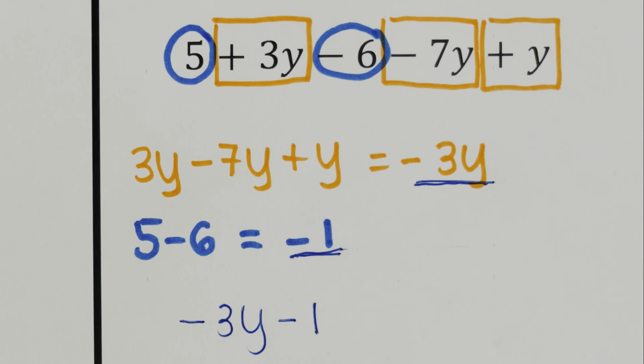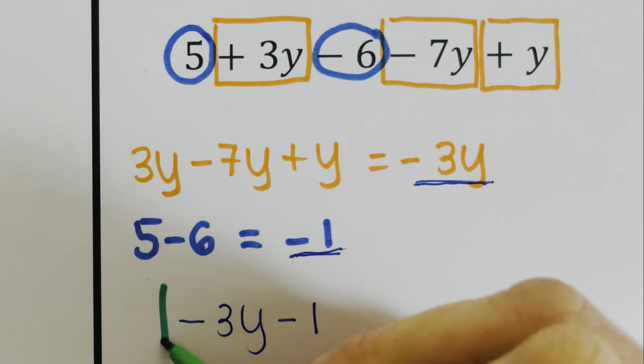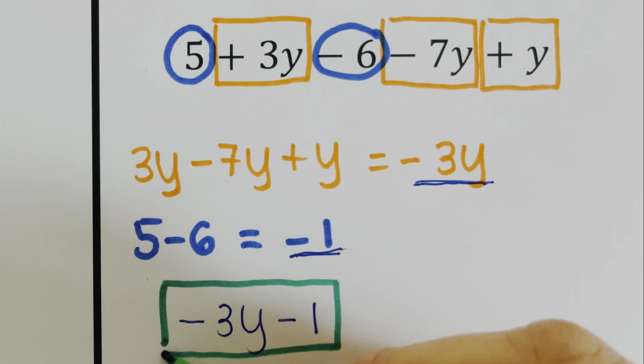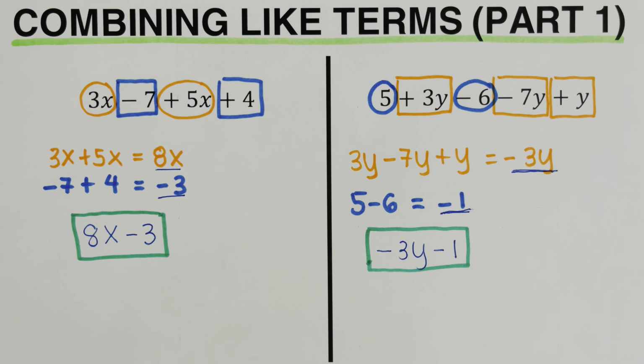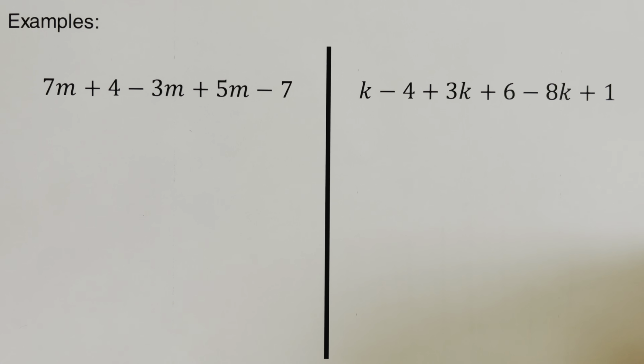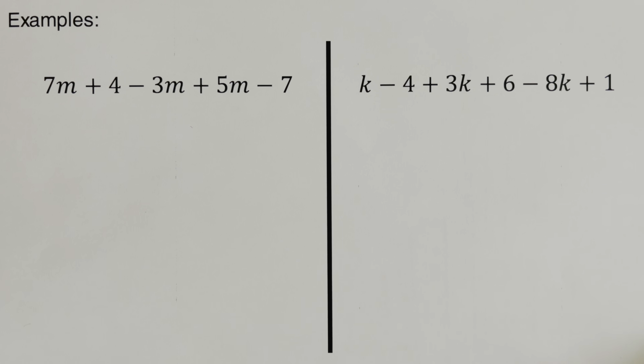I'm just going to put this inside a box. Did you get the same answer as this? Good. Perfect. Now let's move on to the next example. Again, it's pretty much the same thing. We are supposed to combine like terms. It doesn't have to be x and y only. It can be any letter in the alphabet.